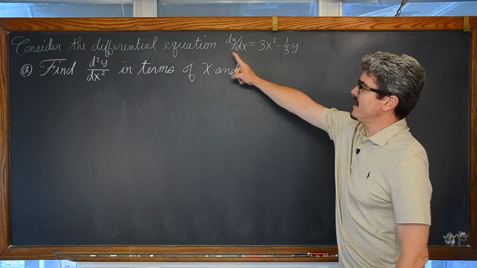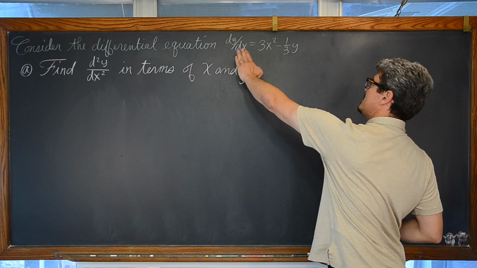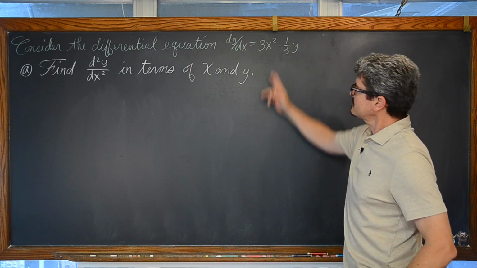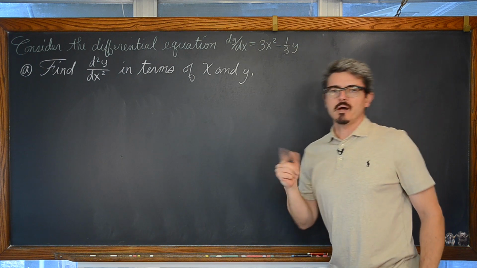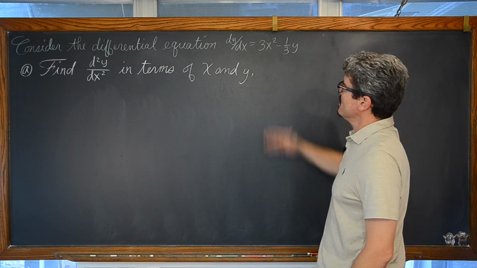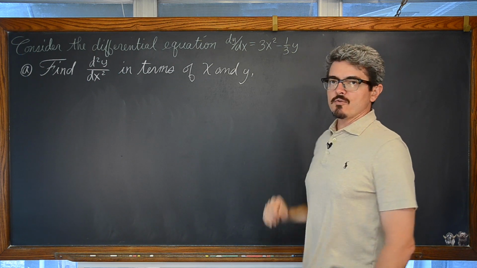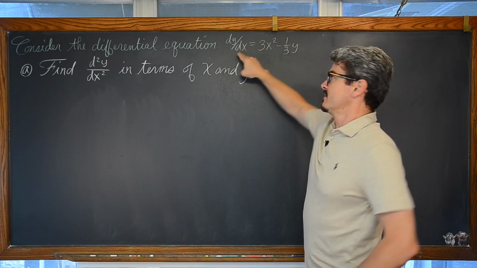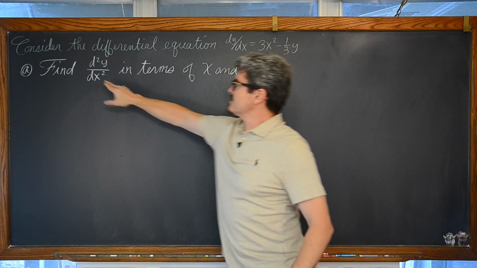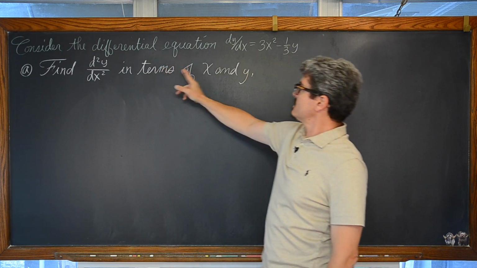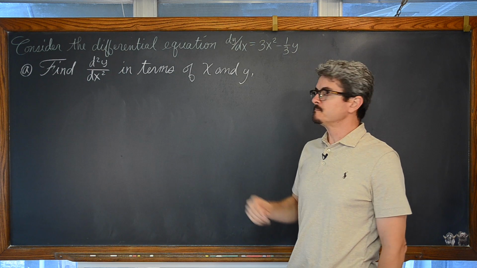Okay, so we have here, consider the differential equation dy/dx is equal to 3x squared minus 1/3 y. So we already have basically a first derivative given to us. And using that differential equation, which just simply means you have an equation with a derivative in it, we're going to find the second derivative with respect to x in terms of x and y.